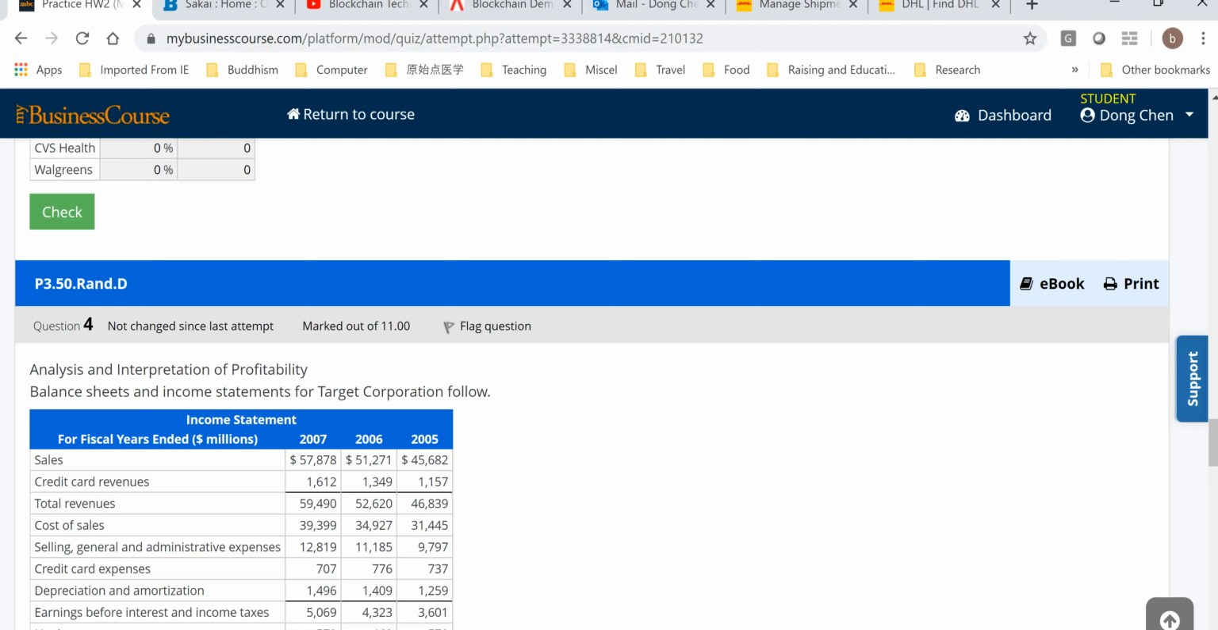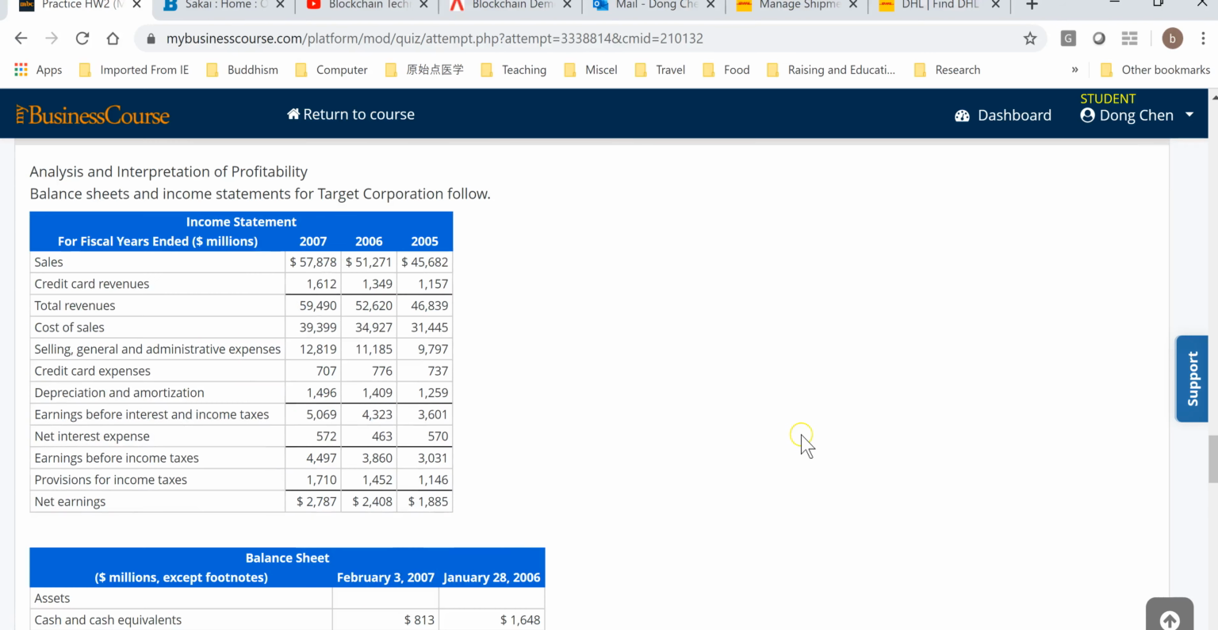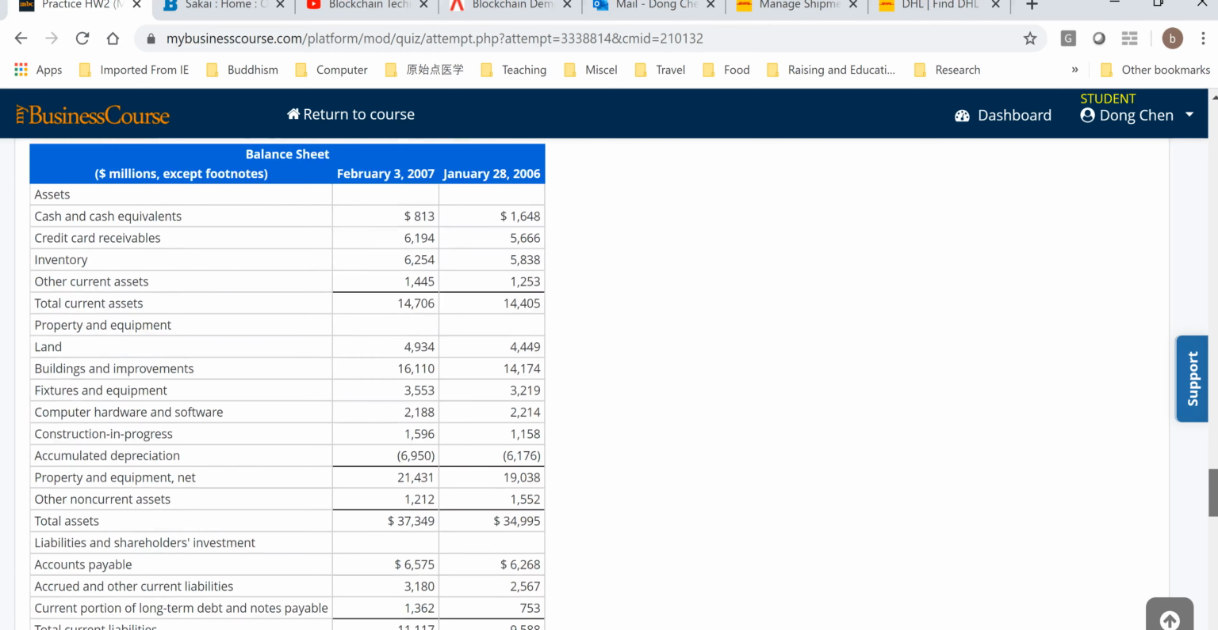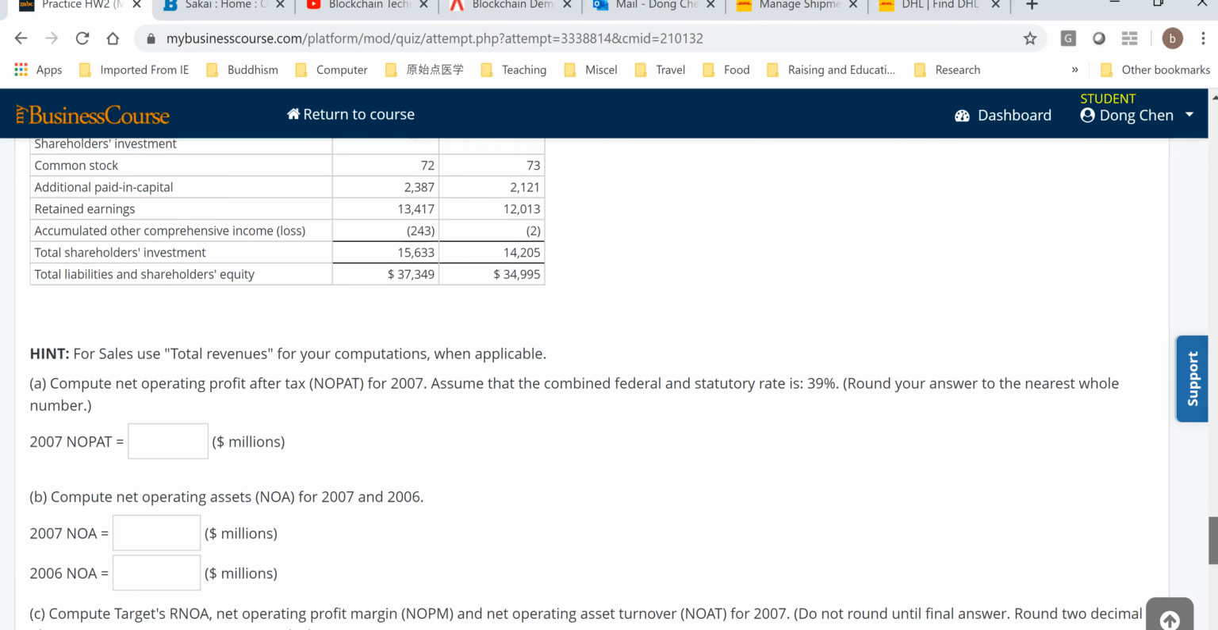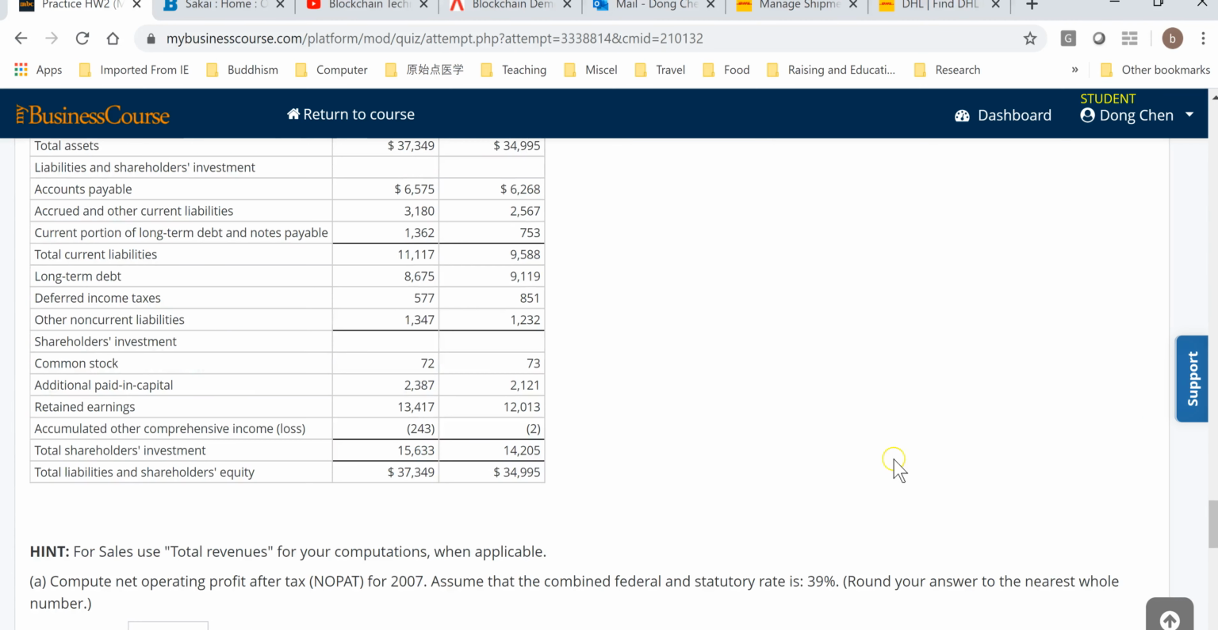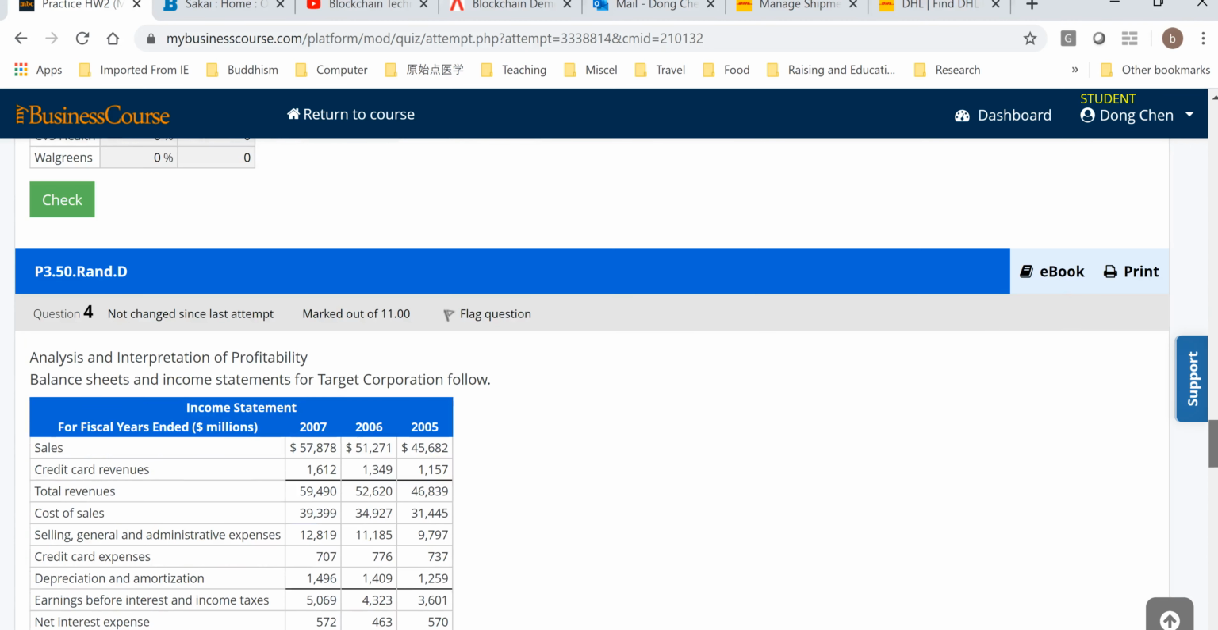This is question number 4 on homework 2. This is a kind of comprehensive exam exercise on the calculation of the return on net operating assets and the related calculations. So let's read the setup first.